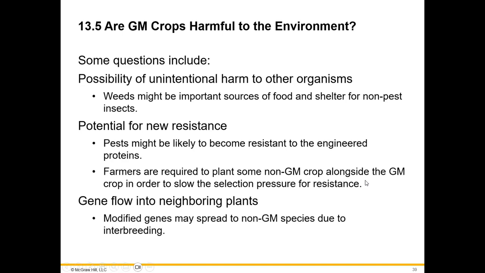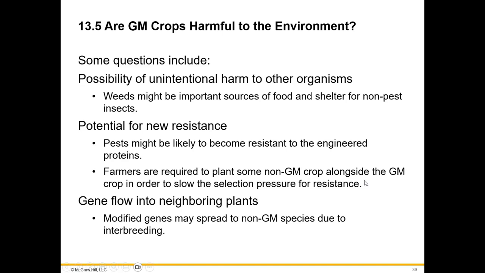In a way to try and combat this, farmers are required to plant some non-GM crops alongside the GM crop in order to slow down the selection pressure for that resistance. Because if you've got one field of crops that's killing all of the insects, all of your insect buddies that are trying to eat it, and then you've got a field right next to it with non-genetically modified crops that do not harm you, the insects are likely to flock to that non-GM crop, and then you're slowing the pressure for that resistance to build in the offspring of the specific crop that you've planted.